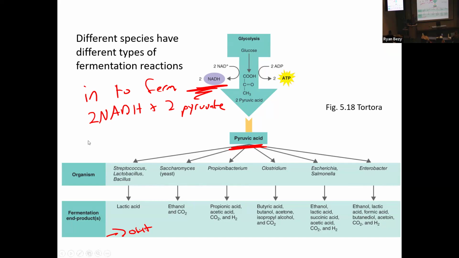But it always starts off with the NADH and the pyruvates going in. That's what starts the process of fermentation every single time. But the end products depend upon what bacteria species it is. Questions about that?